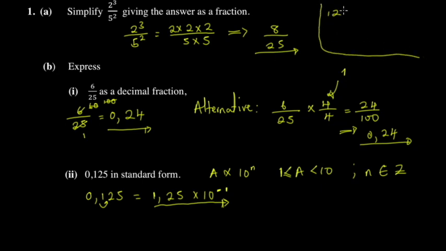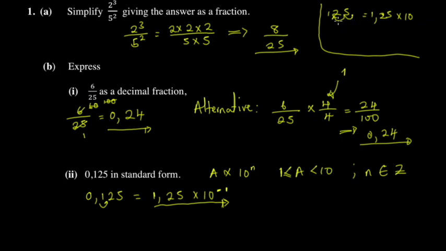Let's say it was 125. The comma would be here. So you'd have to move the comma to the left, and it'd be 1.25 here. So you'd have to multiply by a positive power. If you move to the left, you have to multiply by a positive power.